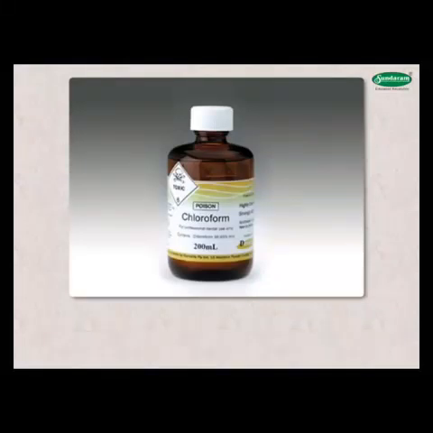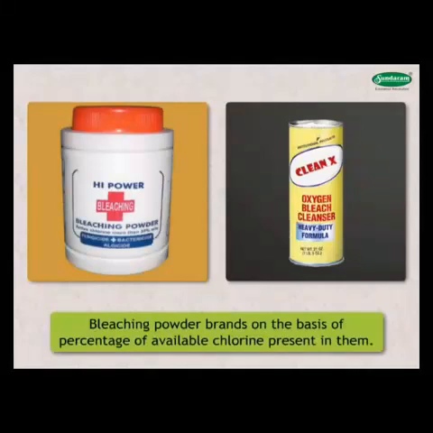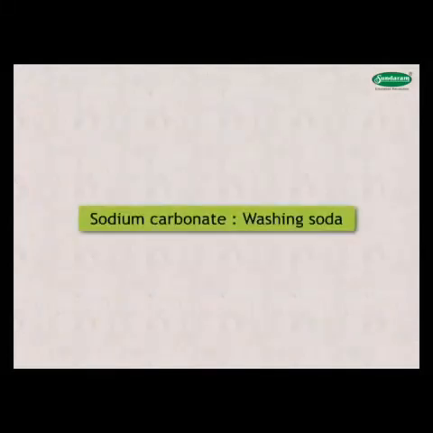Bleaching powder is also known as chloride of lime, and the chlorine generated is known as available chlorine. The bleaching powder brands available in the market are classified on the basis of the percentage of available chlorine present in them. Let us learn about sodium carbonate, that is, washing soda.